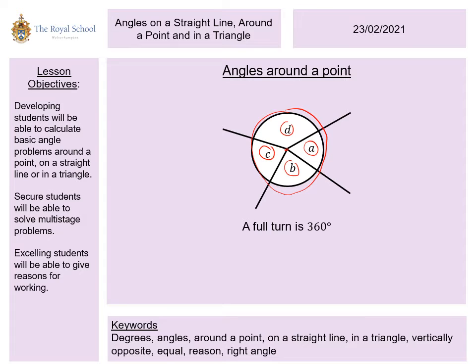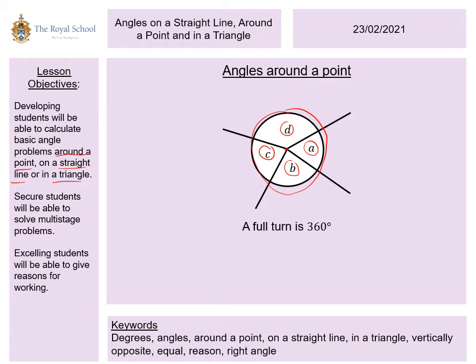This then allows us to do some problems with this. You can see from our learning objectives today that developing students are going to be able to calculate basic angle problems around a point is one of them. Straight lines we'll move on to, and triangles is the last part. Secure students will be able to solve multi-stage problems, so we'll be able to have a look at doing more than one of these angle properties at once. And then excelling students are also going to be able to give reasons.